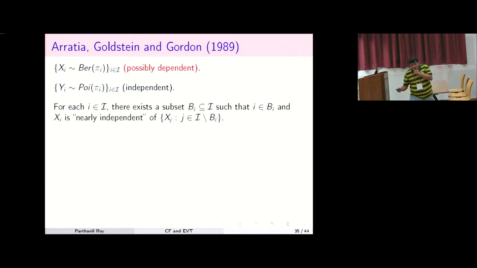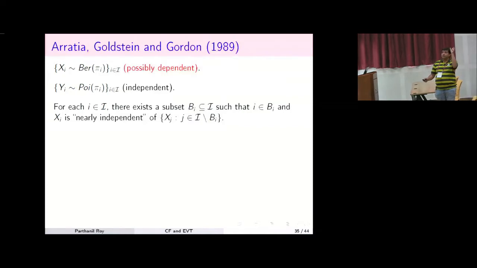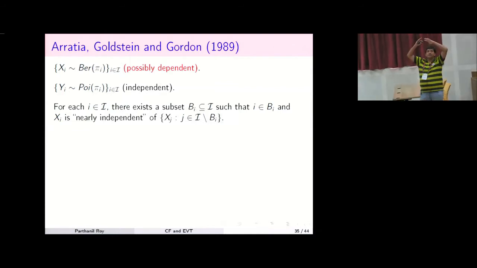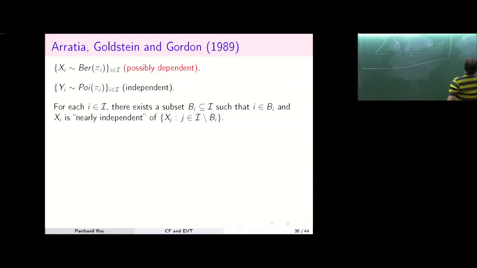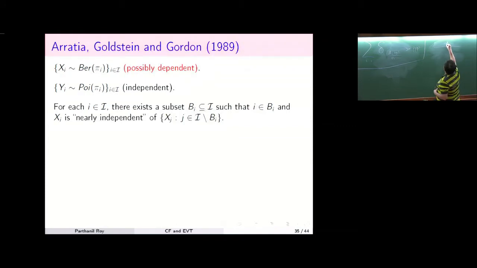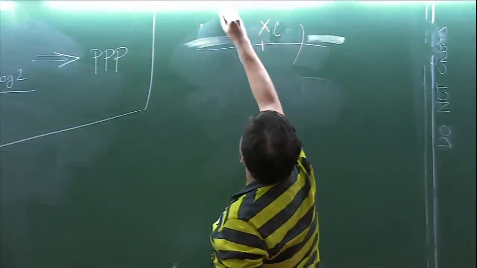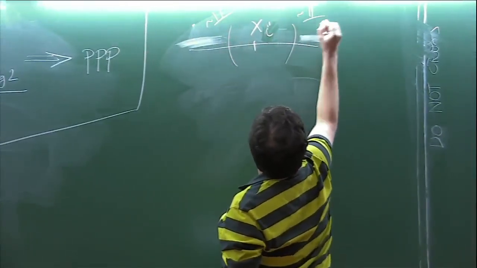For each i, suppose there is a subset Bi containing i, a neighborhood of i, such that Xi is nearly independent of whatever is beyond Bi. So this Bi will be called the neighborhood of dependence. Roughly speaking, for every point, suppose this is your Xi, you find a neighborhood such that all of the X's outside it are nearly independent. So nearly independent, everything here and here.